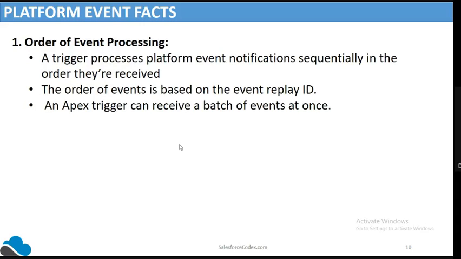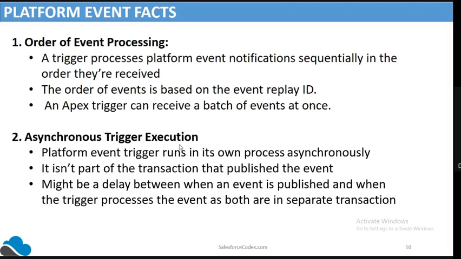An Apex trigger can receive a batch of events at once. So an Apex trigger can handle batch processing, similar to Salesforce custom objects or standard objects. Like I told you, if multiple orders are being processed at the same time, of course they will come as a batch, so the platform event trigger can handle those as a batch also.